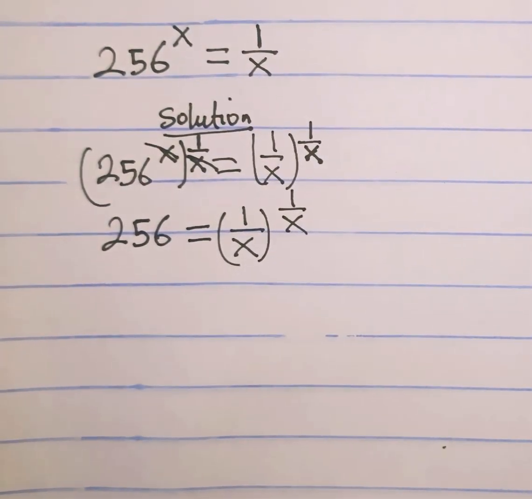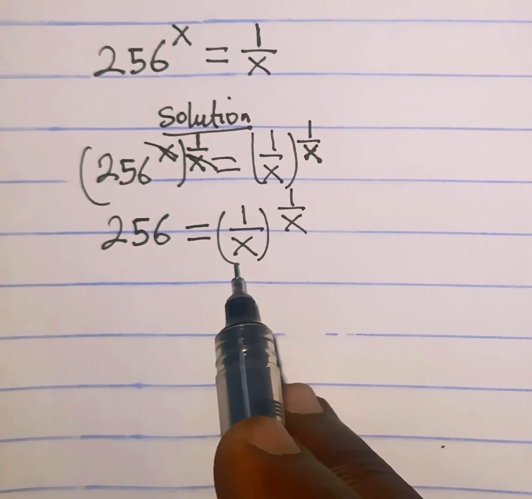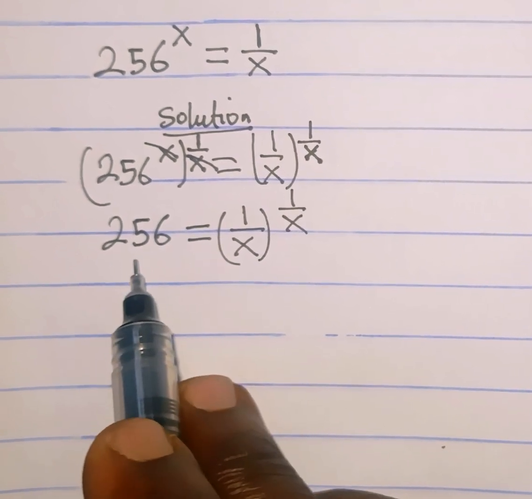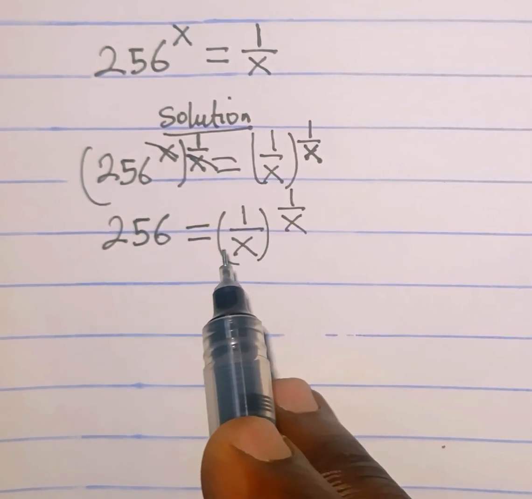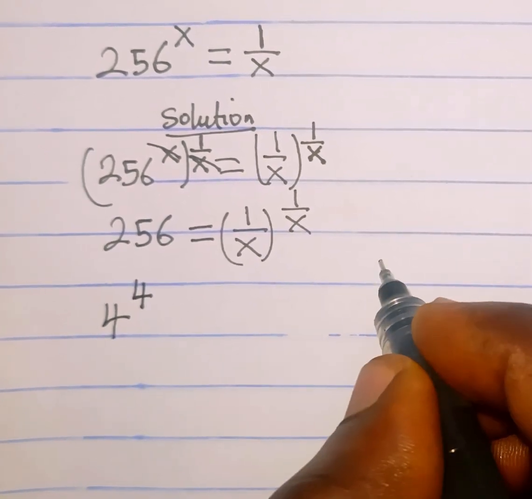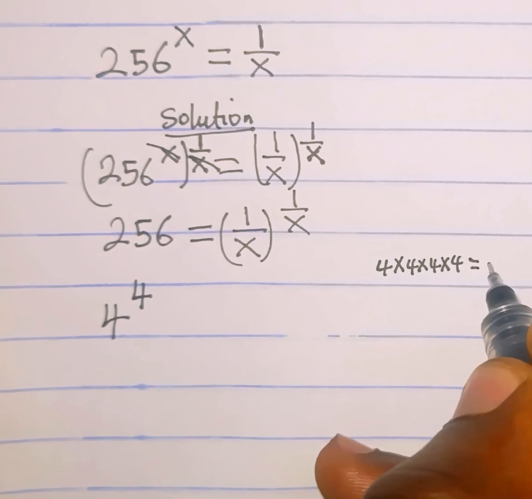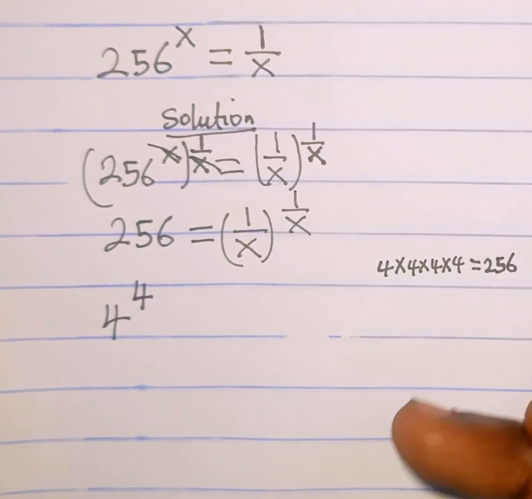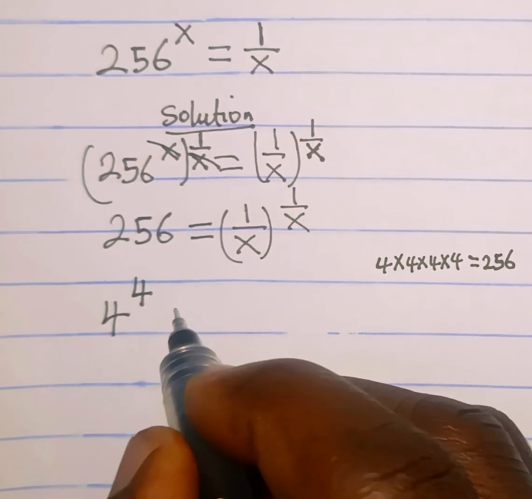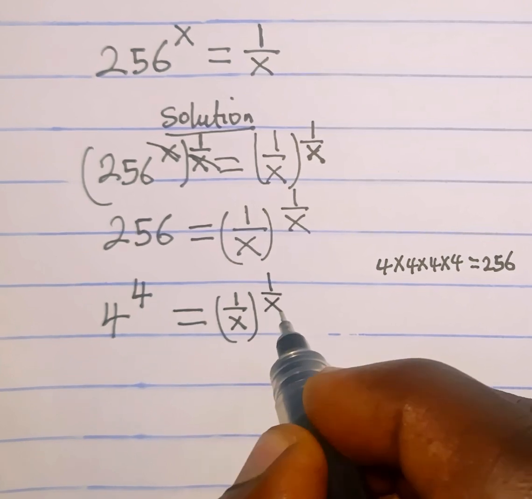So the next thing we're going to do, as you can see, if you look at the right hand side of this equation, 1 over x is raised to the power of 1 over x. They are the same. Can we make the left hand side to be in this form? Yes, because when we say 4 raised to the power of 4, which implies 4 multiplied by 4 multiplied by 4 multiplied by 4 in 4 places, it is going to give us 256. So therefore, 4 raised to the power of 4 is the same as 256, which is the same as 1 over x raised to the power of 1 over x.